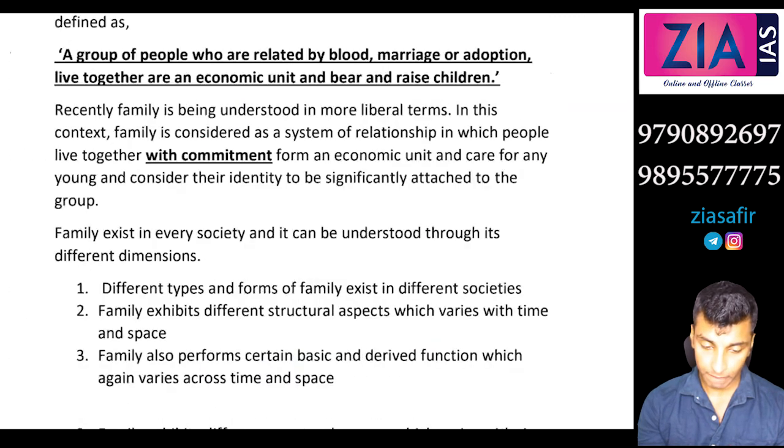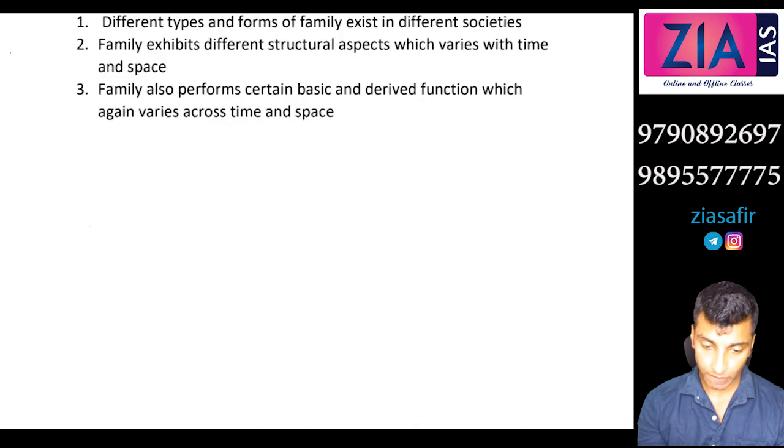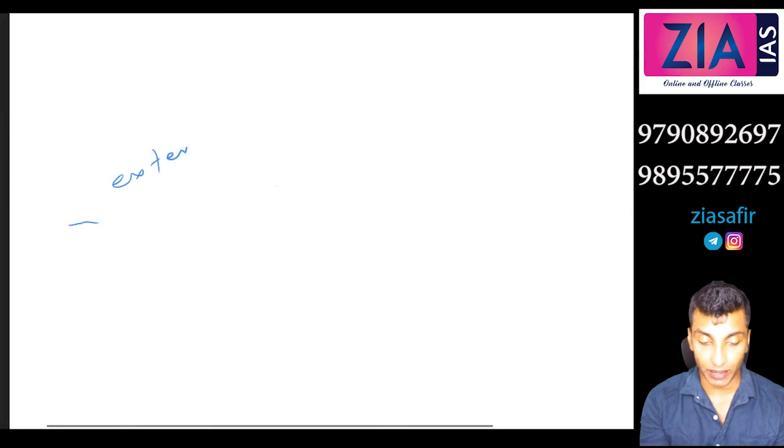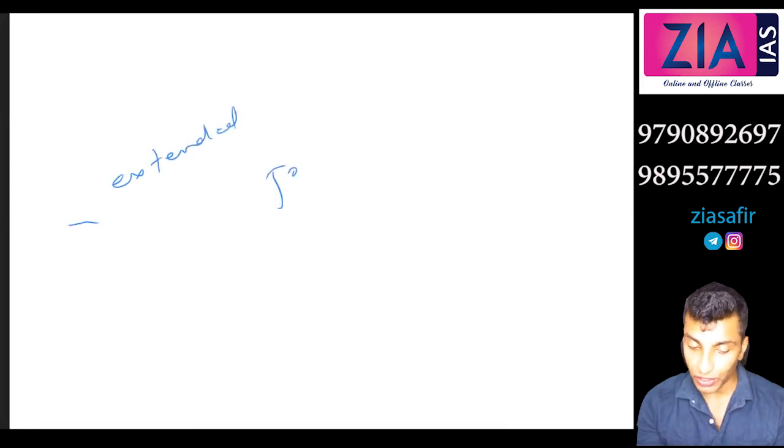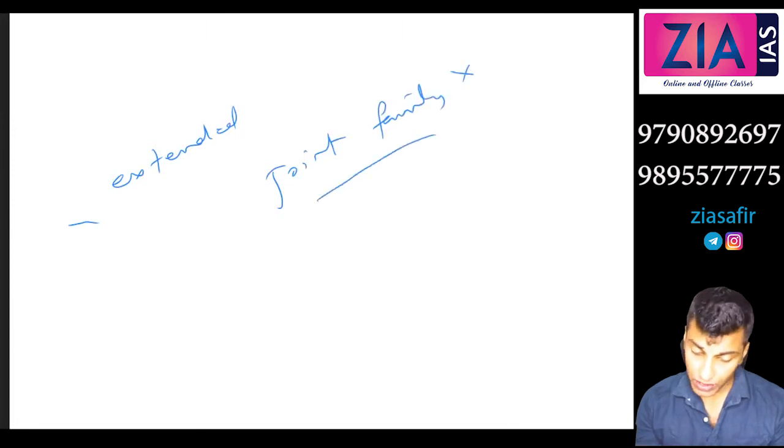We haven't talked about joint family anywhere. No, joint family we won't talk about in paper 1. Joint family is typically an Indian concept. We instead talk about extended family. Instead of joint family, whenever you write an answer in paper 1, you will only write extended family. You will not use the word joint family in paper 1. We may use it to give an example. An example of extended family is the Indian joint family system.